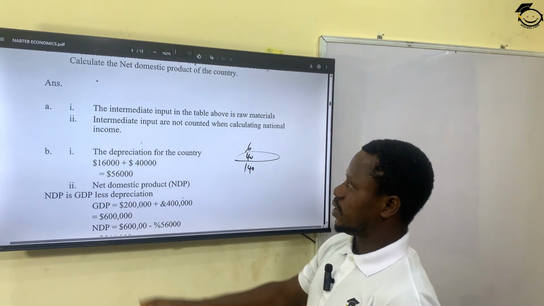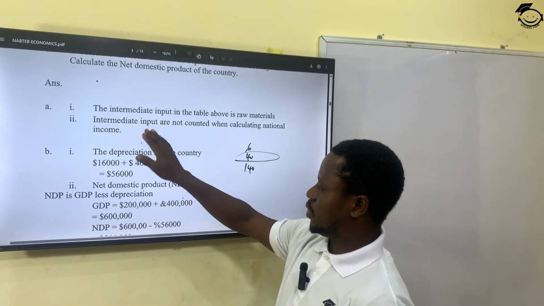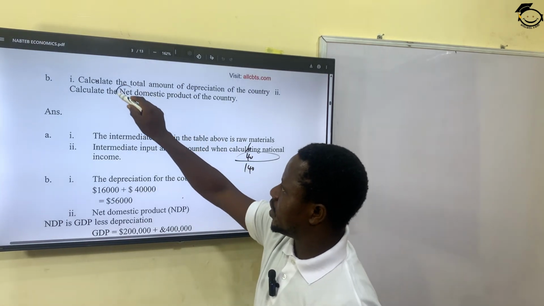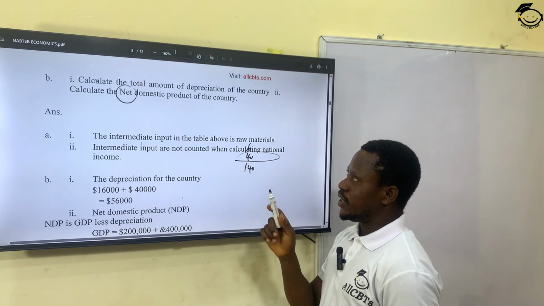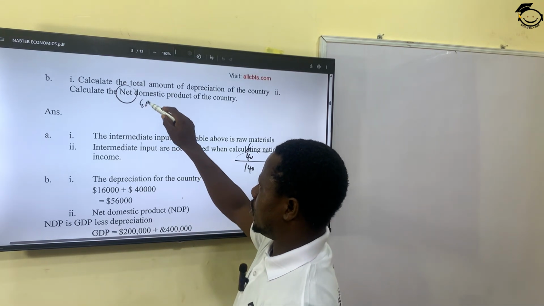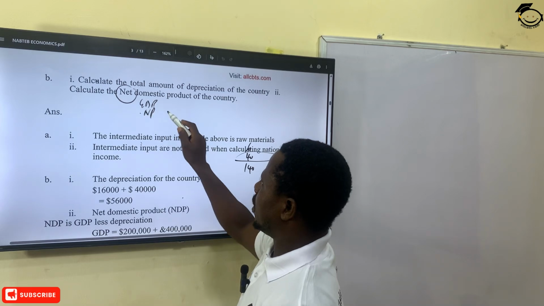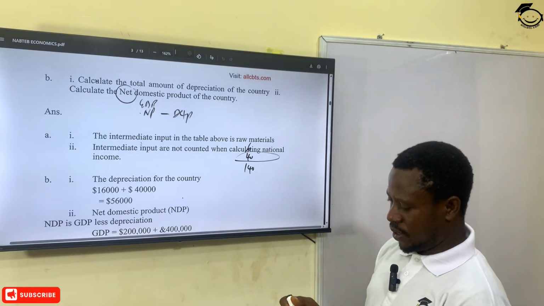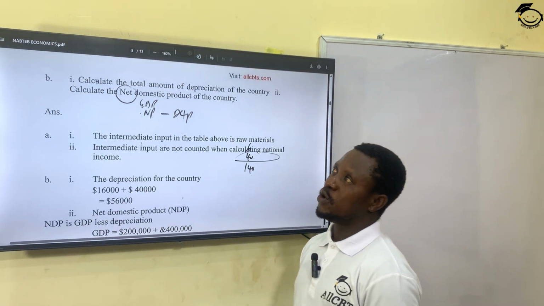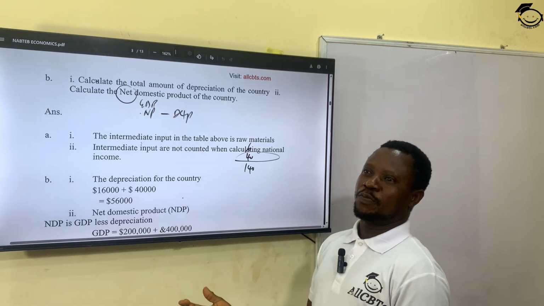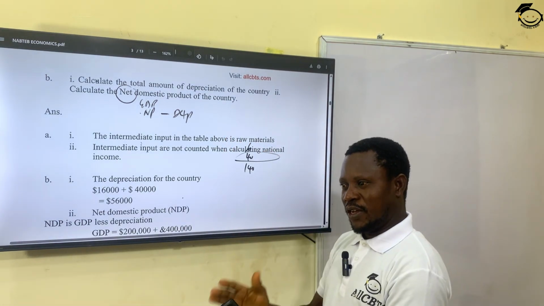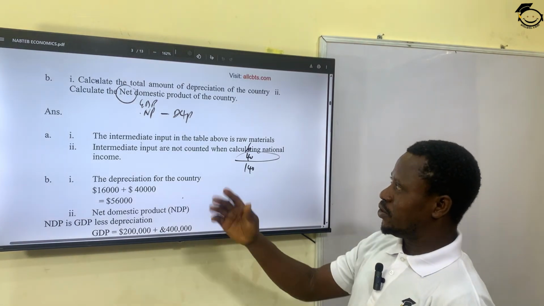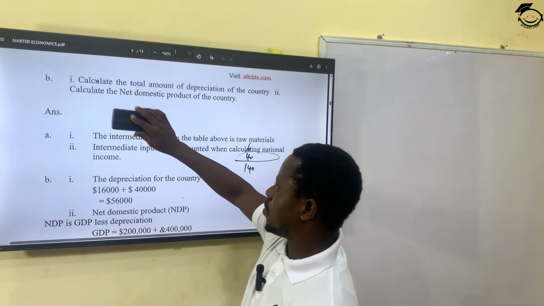Okay? Now, in the second question, we should calculate the net domestic product. Remember, anytime you see the word net under national income, net is telling you that the total GDP or GNP, either GDP or GNP, minus depreciation. In other words, remove depreciation from the total you got, and then you get your net at the end of the day. It's just like when you are paid salary and you ask, what is your net pay? Your net pay is your gross minus all the deductions. Maybe your tax, maybe your pension, and what have you. And when they are deducted, you get your net. The same thing happens when you are calculating national income.